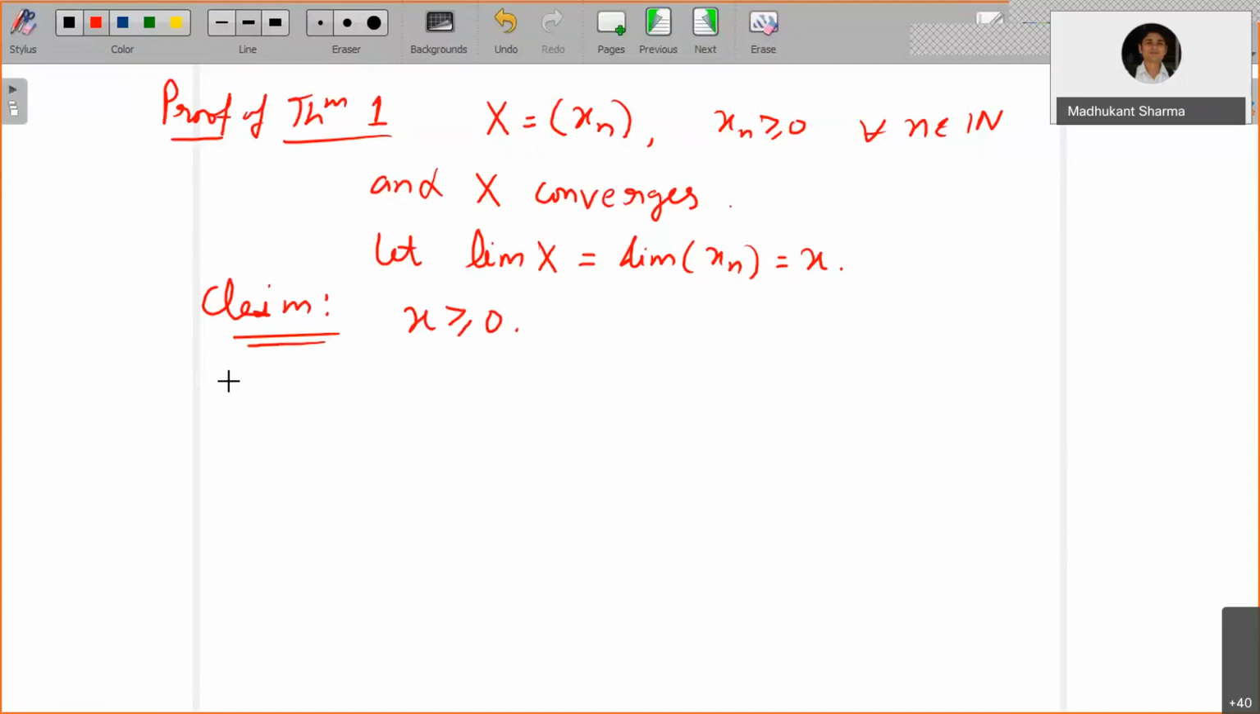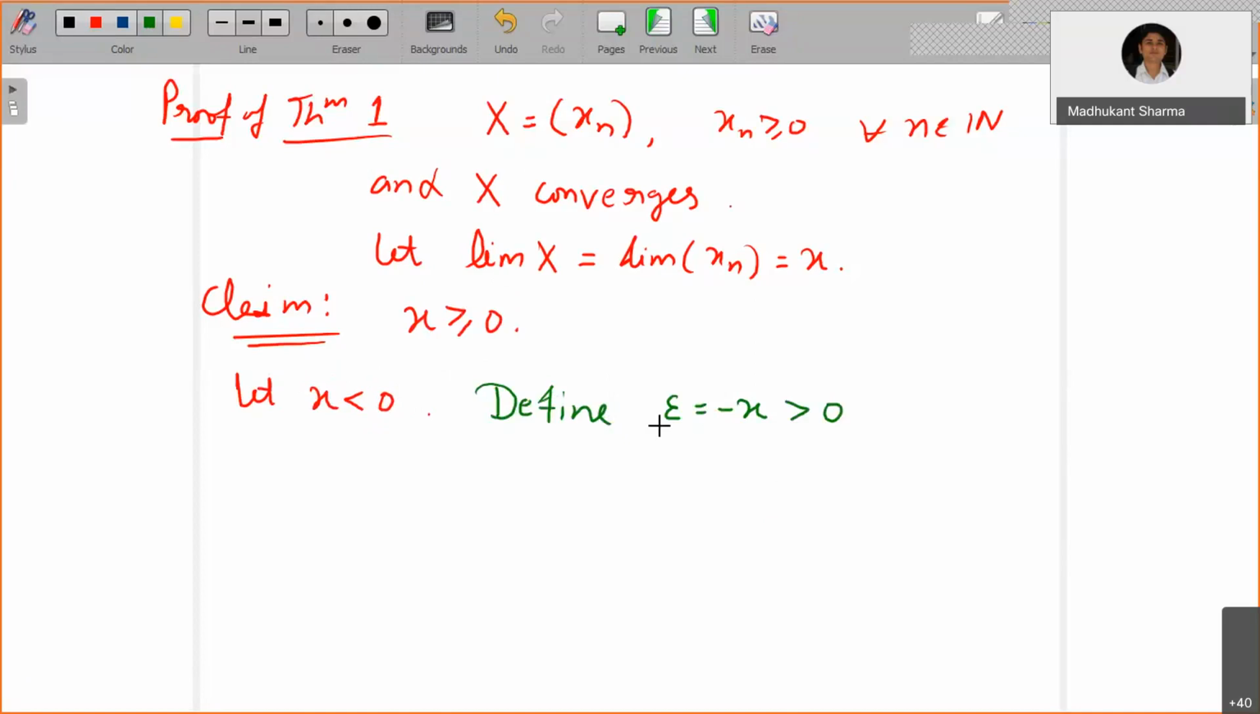So let x be less than 0. You can't use equal to here, because we want to show greater than or equal to 0. So on the contrary, you just start with x less than 0. So what will happen? Now x is less than 0, so minus x is positive. So you can define epsilon equal to minus x, which is greater than 0.